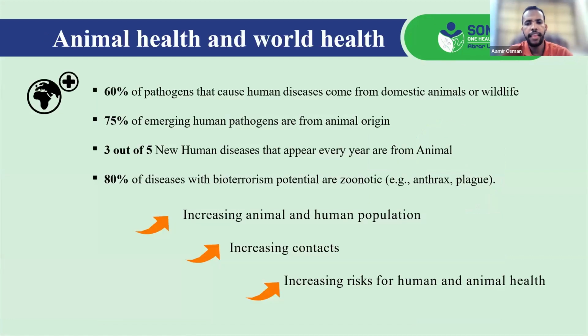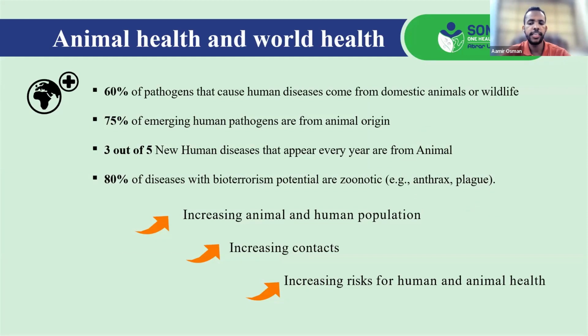Okay, animal health and world health. There is a critical connection between animal health and global public health. As we can see, a significant portion of human disease, 60%, originates from domestic animals or wildlife. Emerging infectious diseases are an even greater concern, with 75% of these new pathogens coming from animals. In fact, 3 out of 5 new human diseases that appear each year are linked to animals.